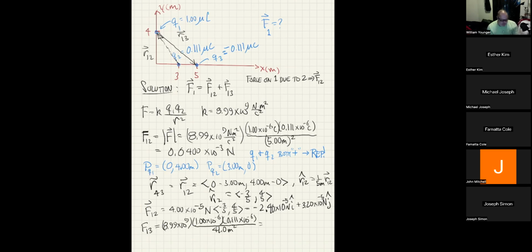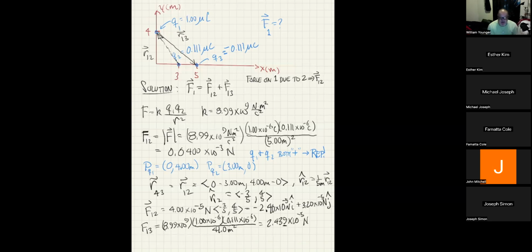Okay. So we see again, everything cancels out except for the 41 squared in the bottom and the 10 to the negative 3 in the top. So I'm going to do the math real quick. 1e to the negative 3 divided by 41 gives me 2.439 times 10 to the negative 5th. 2.439 times 10 to the negative 5th newtons.